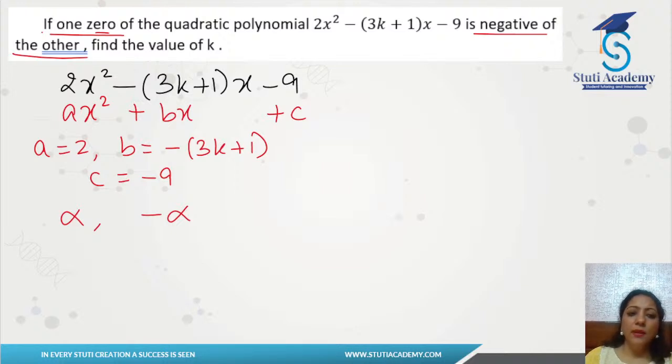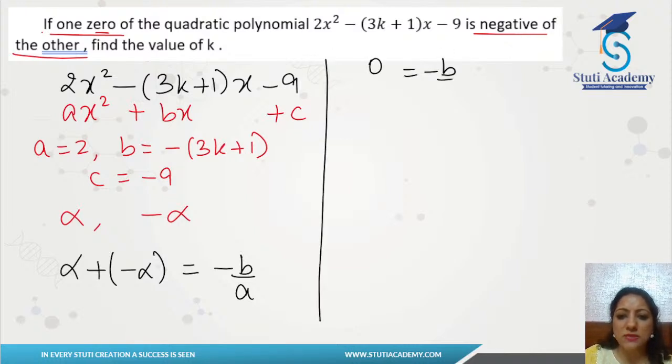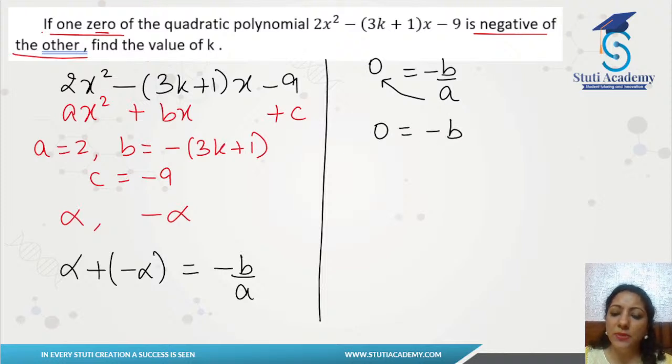So we have here alpha plus minus alpha. Please notice I'm taking sum of the zeros here. That is same as minus b upon a. The sum of the zeros is minus b upon a. So alpha plus minus alpha is 0. 0 equal to minus b upon a we have. Now if you take this here, what you're going to get? 0 times of a, that is 0. 0 equal to minus b, or you can say b is equal to 0.